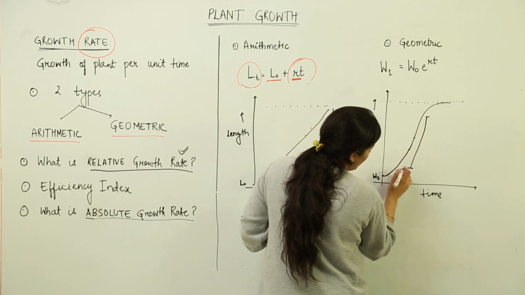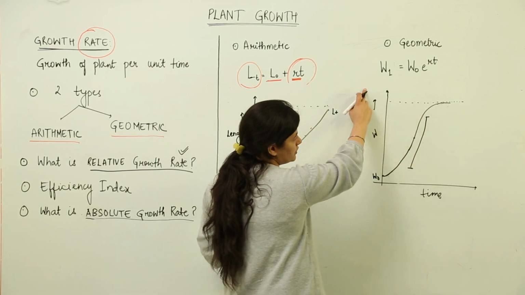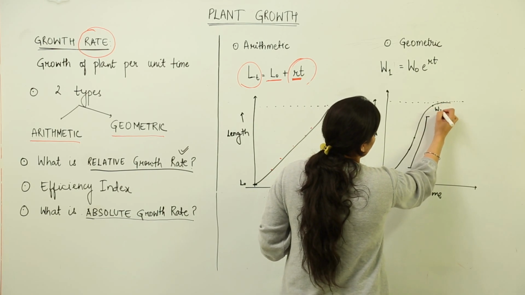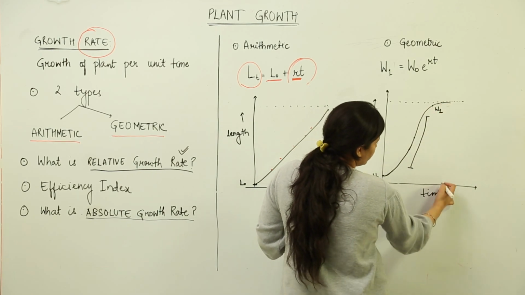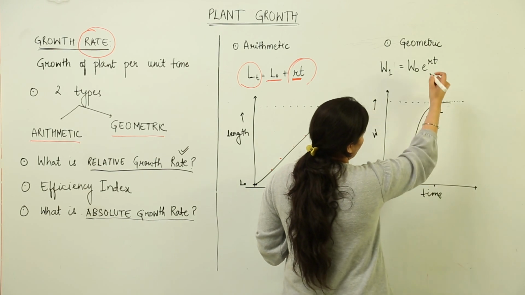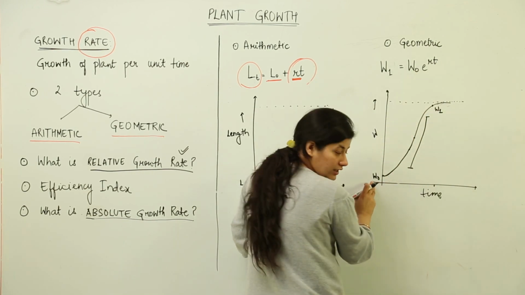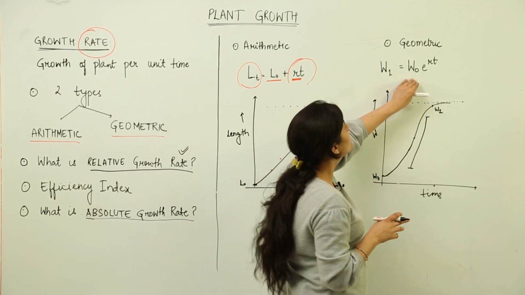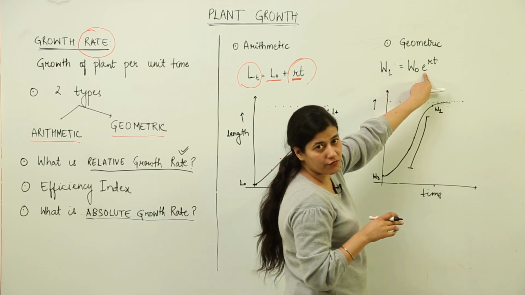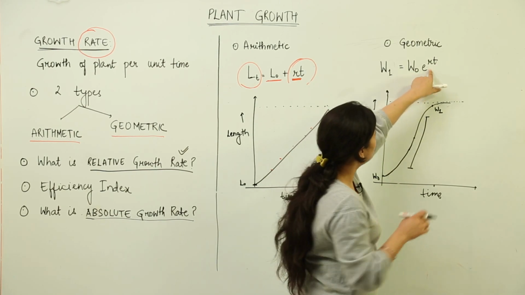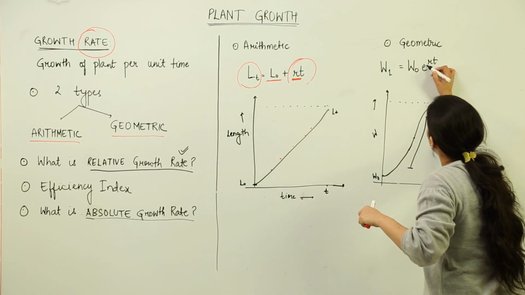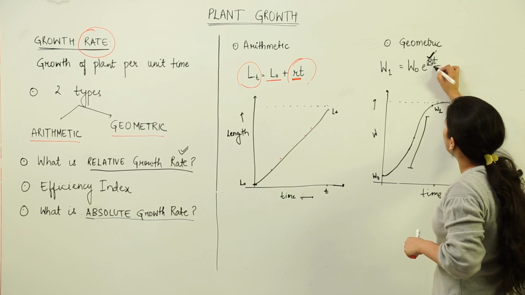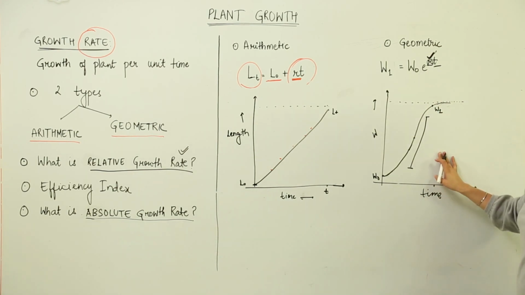In the beginning it is small, then it keeps on increasing, and it is denoted by this equation. At any given time t, W1 would be dependent on the initial weight with which the plant started, that is W0, which will not be 0. This is the base of the logarithm, e, and because this is an exponential equation, we bring into the scene the relative growth rate, R, multiplied by the time, t, in which that growth has taken place.